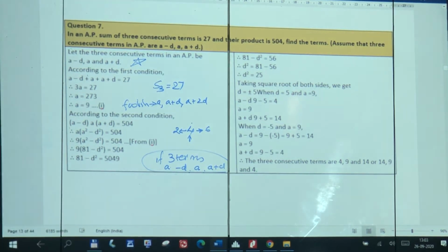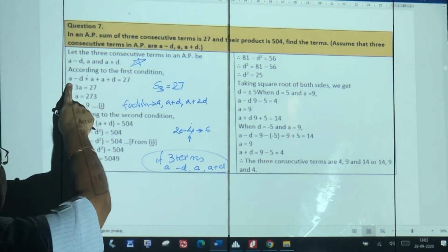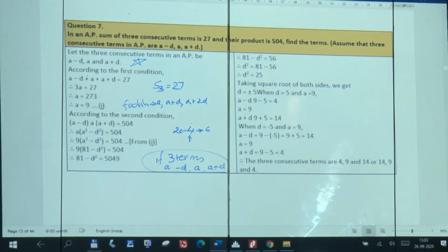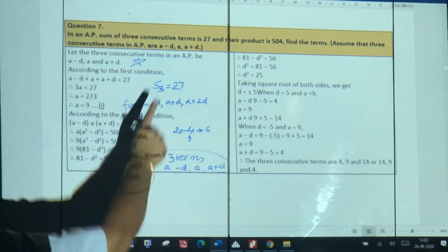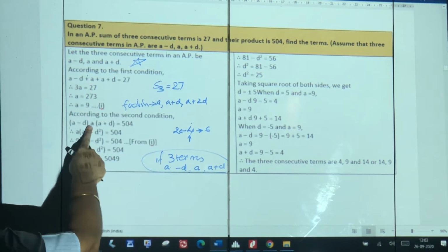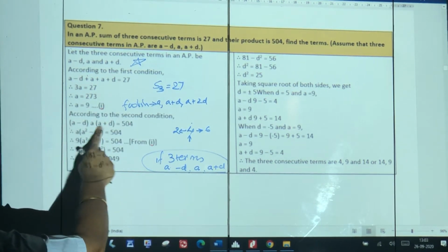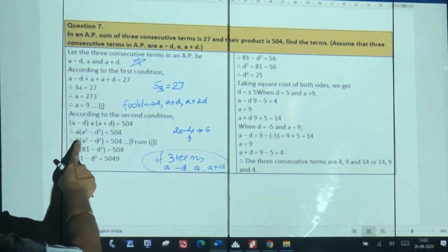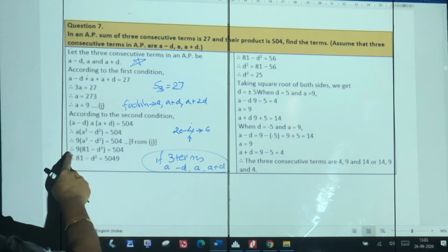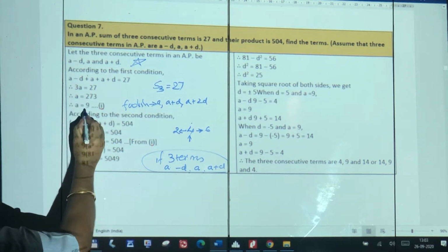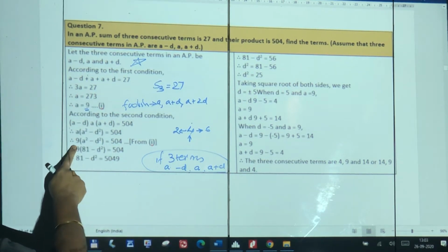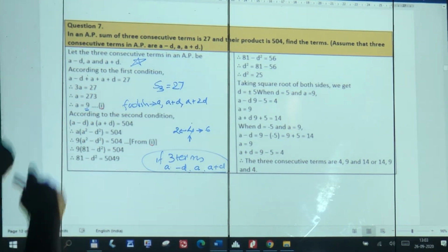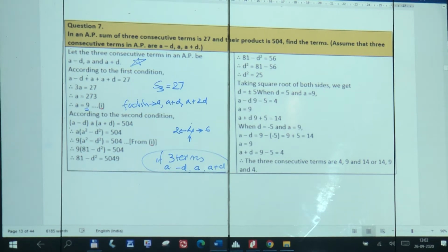Please go ahead. Now, the sum of the 3 terms, when I add them, is 27. I get a is equal to 9. Very nice. Then second, their product. I multiply this, multiply by this, multiply by this. When I open this, this is a square minus d square, and this is a. A is 9, so 9 is already there. I will divide by 9 and I will get the value of d squared, which is 25. See, so simple. That is why I took those terms like that.